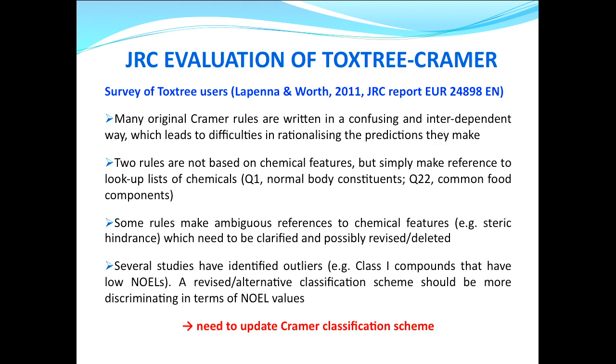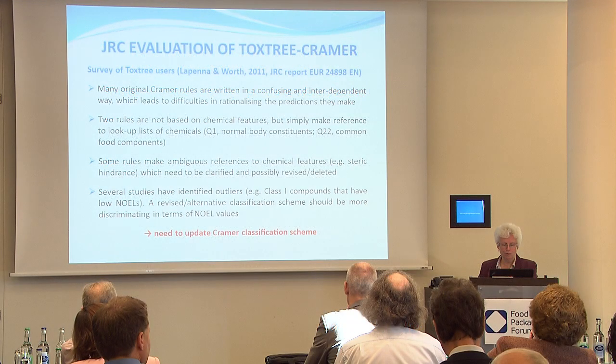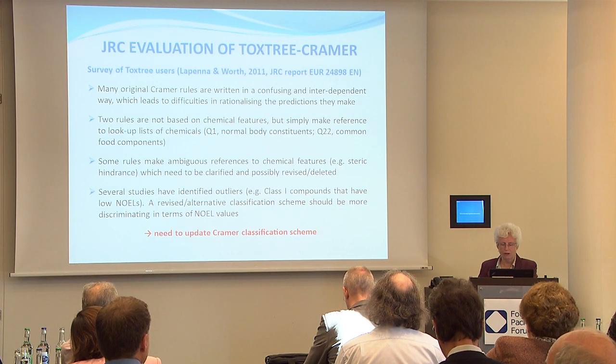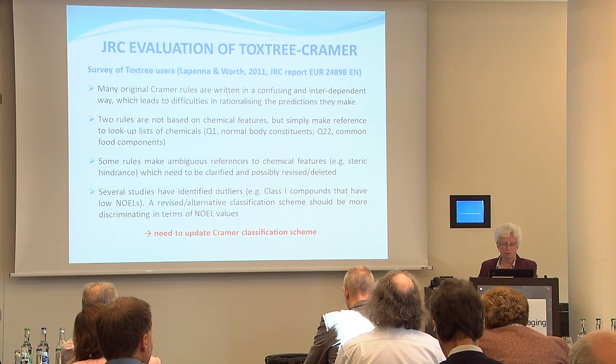But they simply make reference to lookup lists. So these two particular rules depend on what list you look up. The JRC have expanded the list of common food components in their ToxTree, but of course it could be expanded further. There's also a problem that some of the rules make ambiguous references to chemical features such as steric hindrance, and that needs to be clarified.